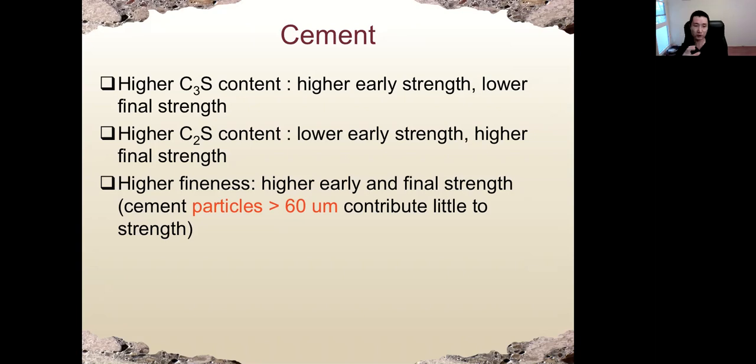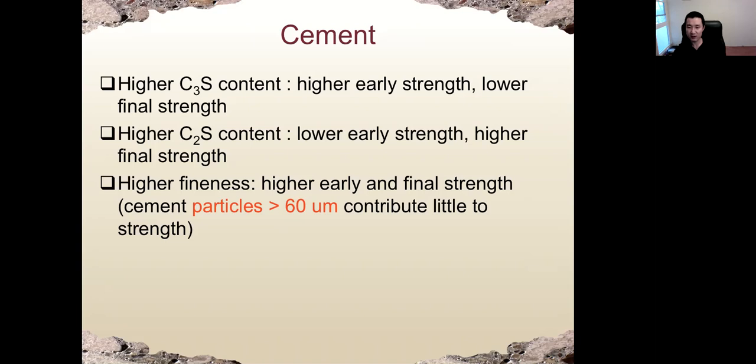Another thing is about particle size, or the fineness of cement particles. If we increase the fineness of particles by reducing the particle size, we will have a higher early age strength and also higher final strength. When we reduce the particle size, the surface area is higher, so we have more contact area between the water and the cement. So we have more hydration going on, and more hydration product. So early age strength will be higher.